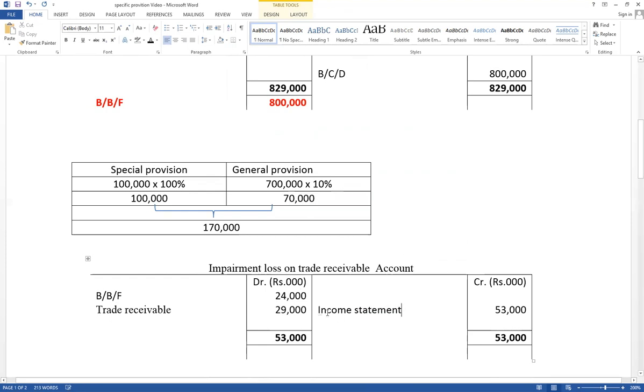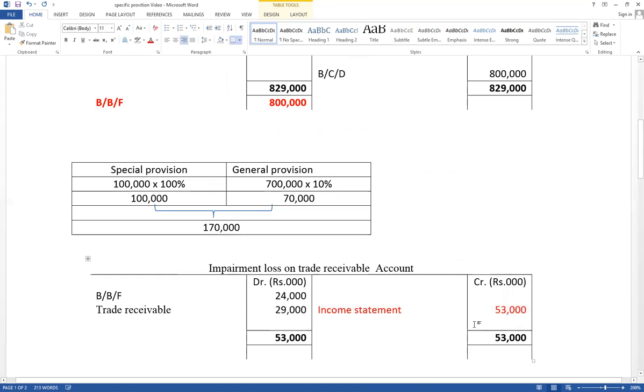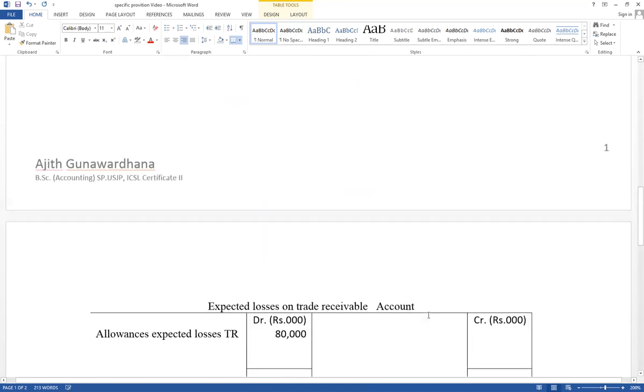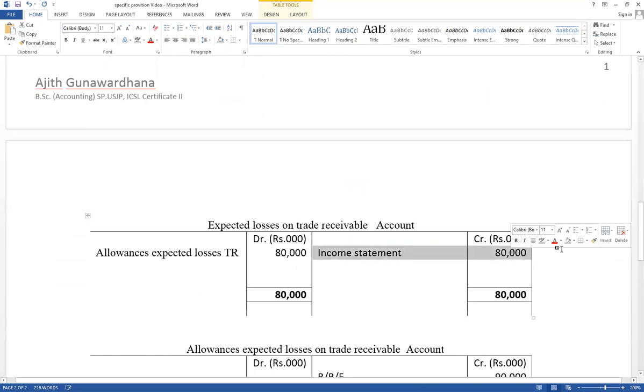This value should be included under distribution expense, as expense. Impairment loss on trade receivable, and expected losses on trade receivable are also expenses. Debit side increase. Take that value credit side. Difference value as an income statement. This is a closing entry. Therefore, here as an income statement. Therefore, this value should be included as expected losses on trade receivable under distribution expense.